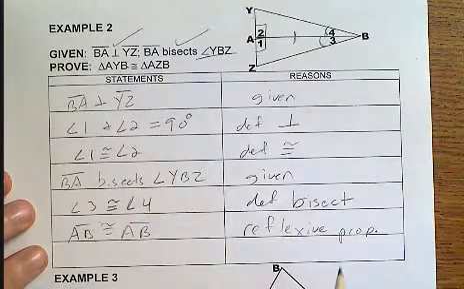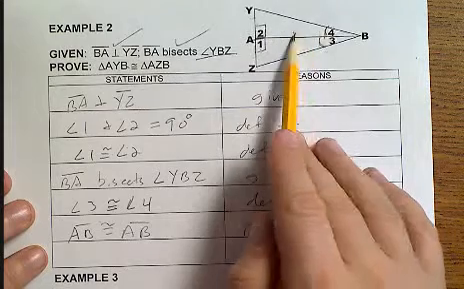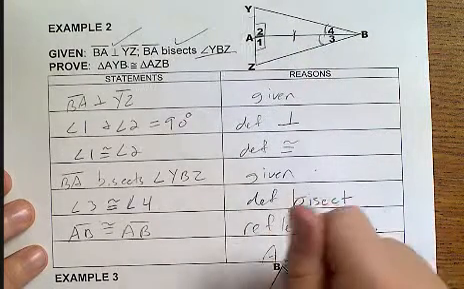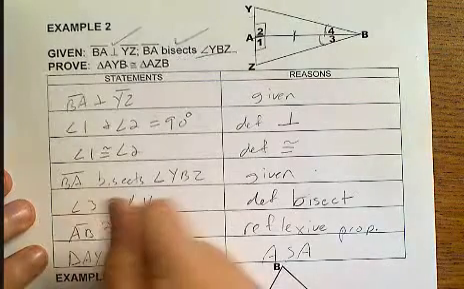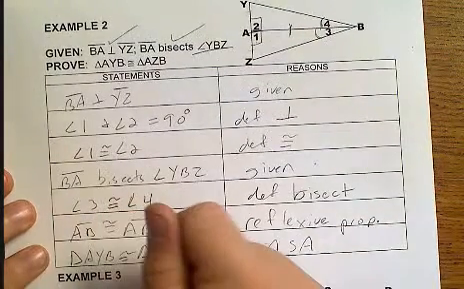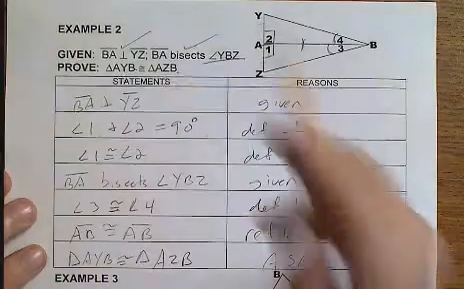Let's see what I have. I've got angles, sides, and angles. And so I know that triangle AYB is congruent to triangle AZB because they gave it. That's what the proof statement is.